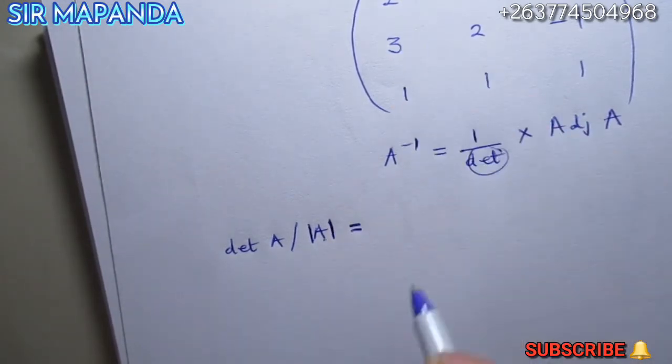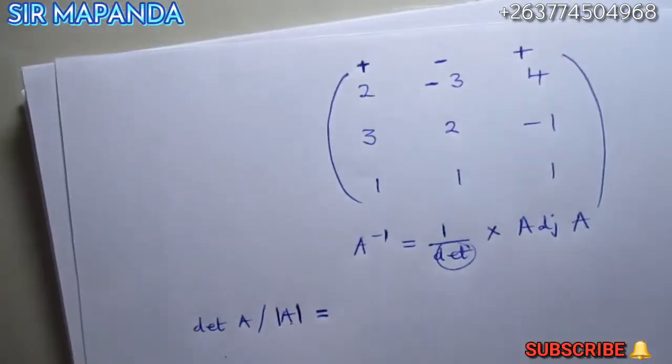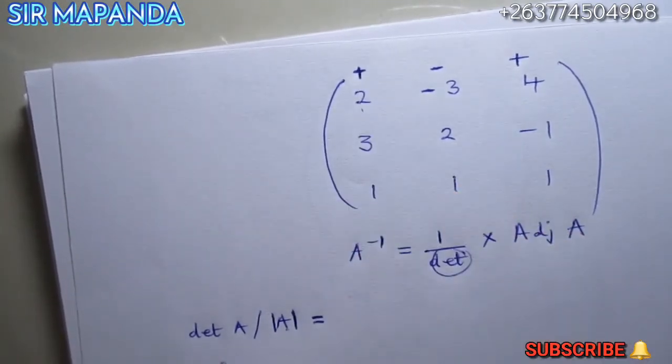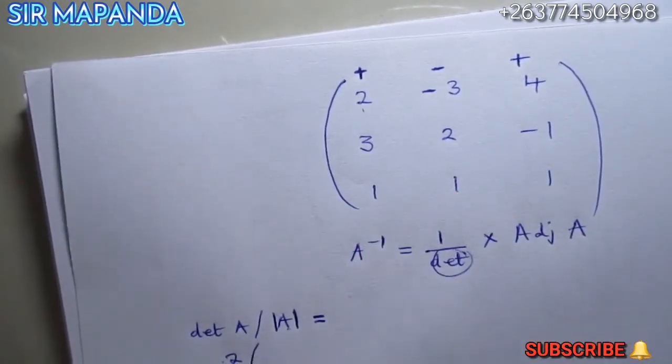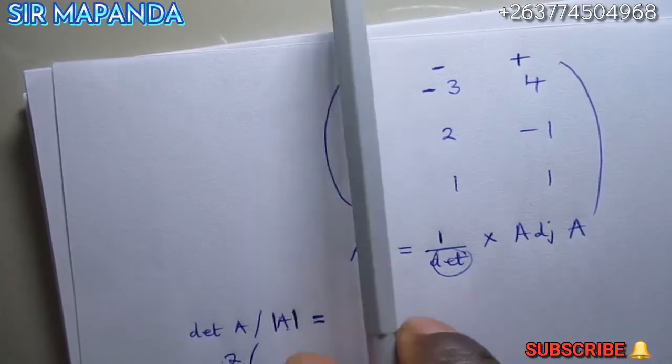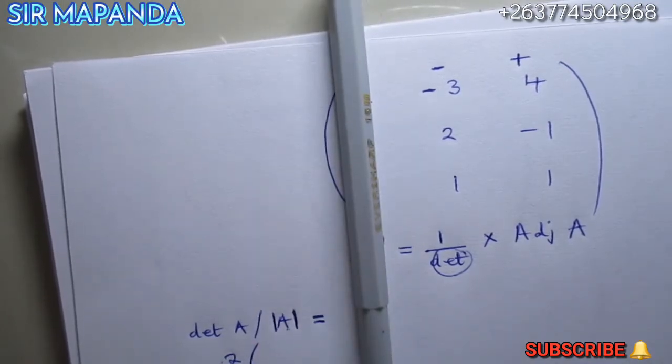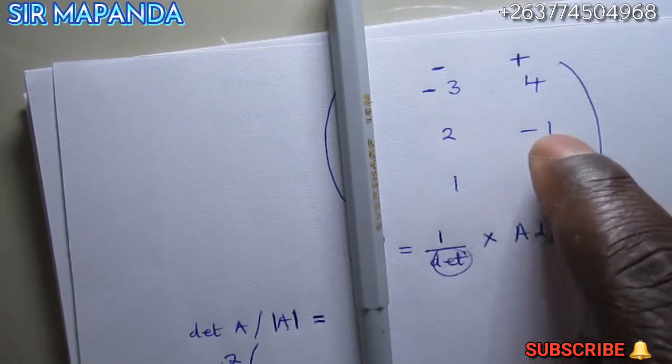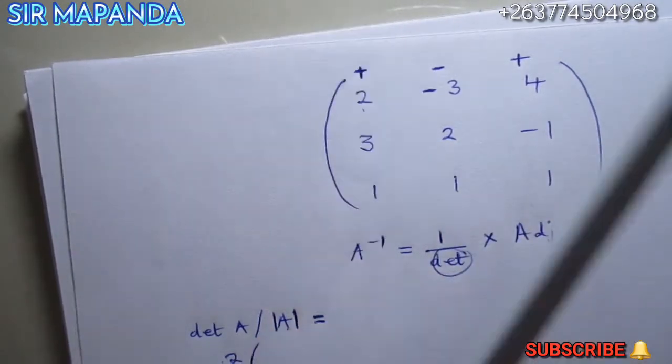We are going to start with the 2, right? Remember, we have plus 2 here. So I'm going to write 2, then I put open bracket, right? Identify 4 numbers in the second row and third row which are not aligned to that 2. And the 4 numbers are 2, minus 1, 1, and 1.